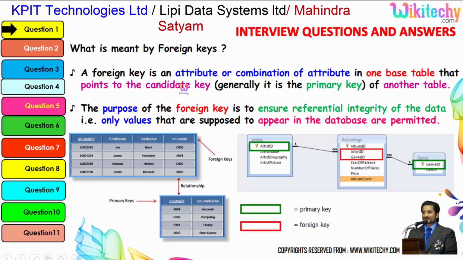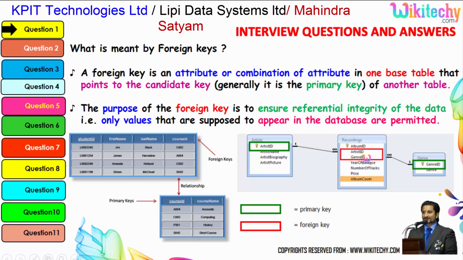So a foreign key is an attribute or combination of attributes in one base table that points to the candidate key of another table. The purpose of the foreign key is to ensure referential integrity of the data. Only values that are supposed to appear in the database are permitted. So if the course is not there, the student can't join. That's how the foreign key relationship works.